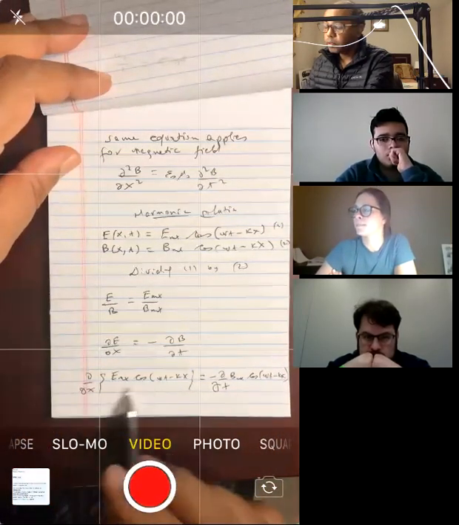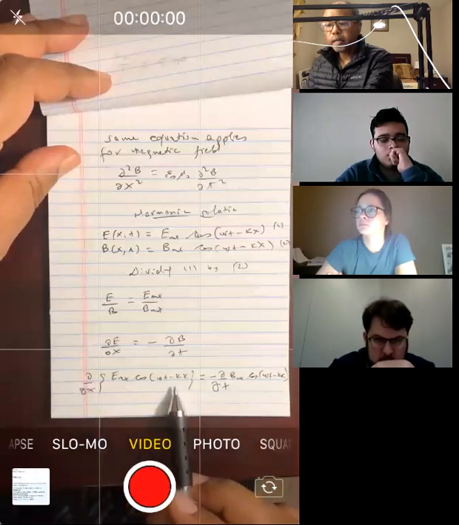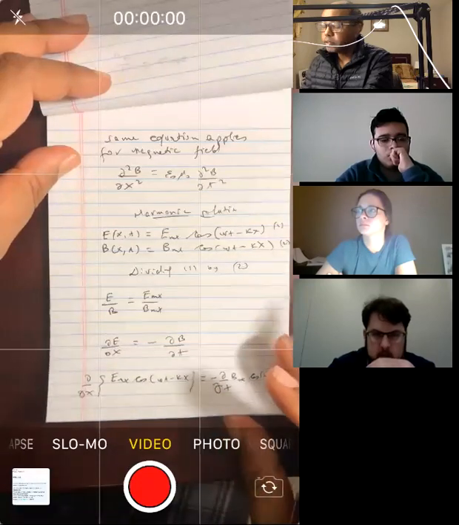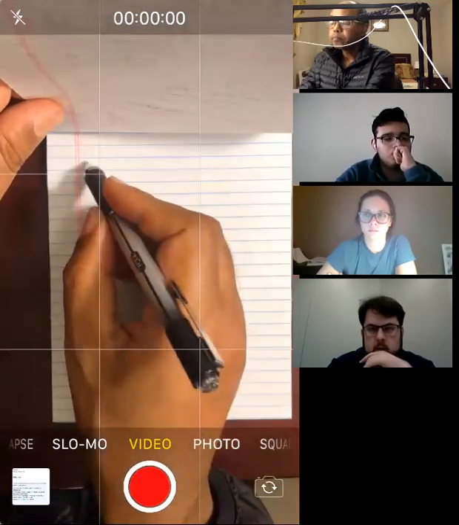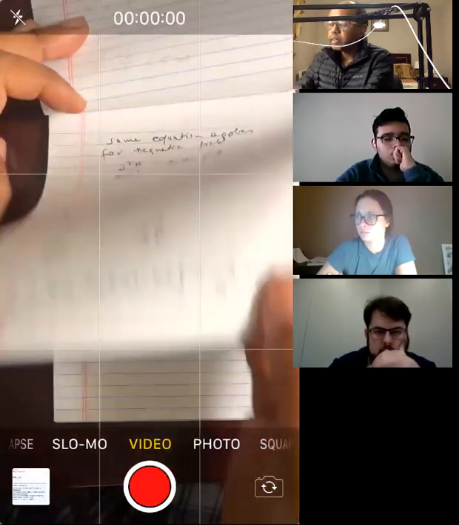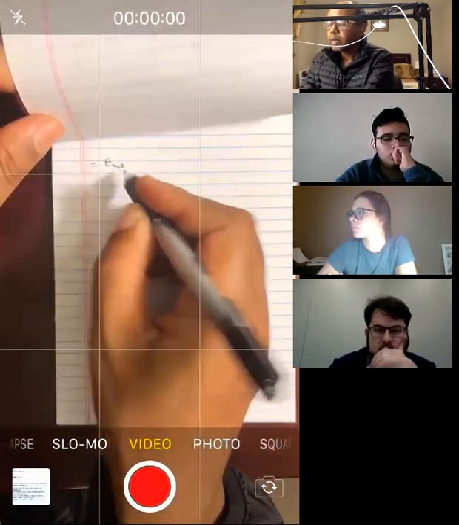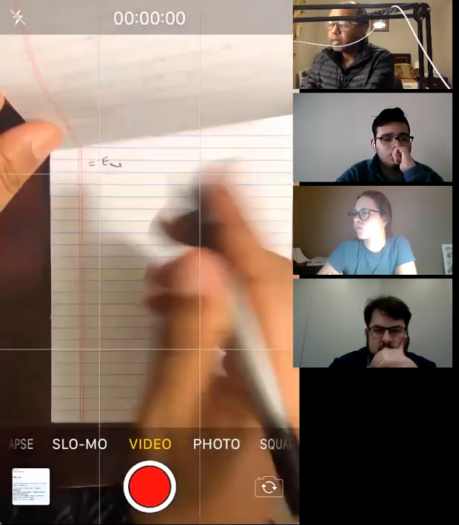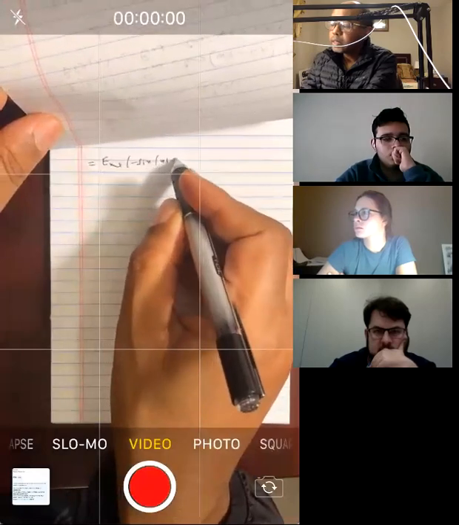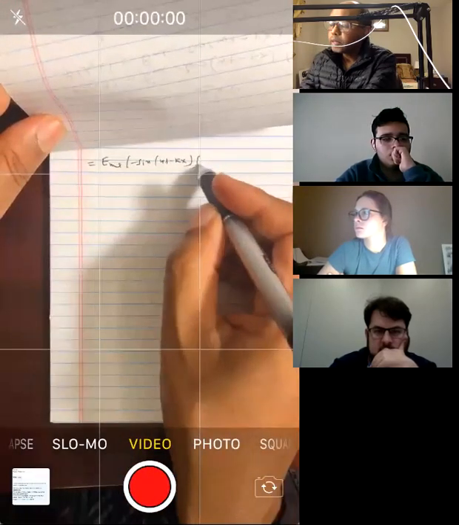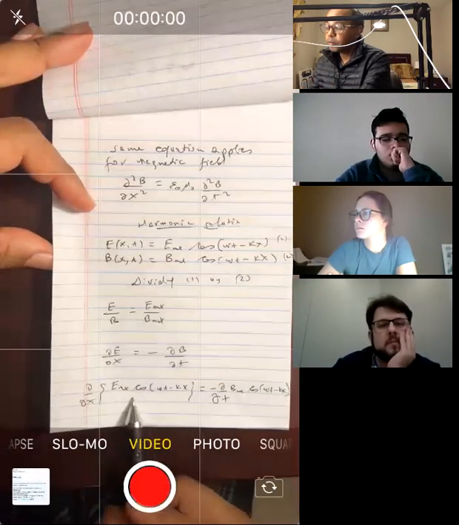What's the derivative of this one with respect to x? We can get k out, and the derivative of cosine is negative sine. So from the left side, let's write E max first: E max times negative sine of omega t minus kx, and from the chain rule times negative k. That's the position derivative.